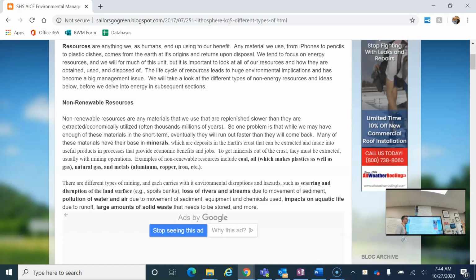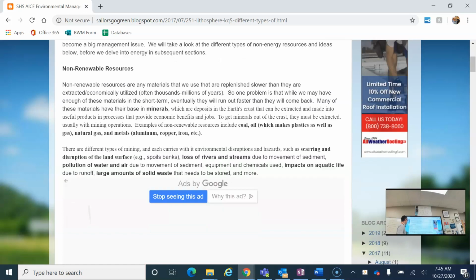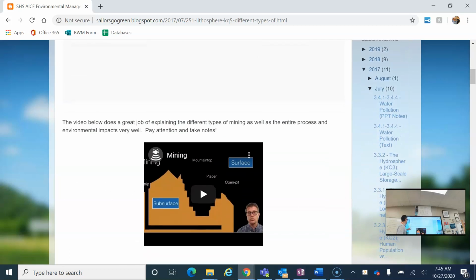You'll do something to disrupt the land surface and take something that may be naturally held together and break it apart. Then when you move that sediment, you can actually muck up rivers and streams, and you can pollute the water and the air and all these types of things that we talked about.